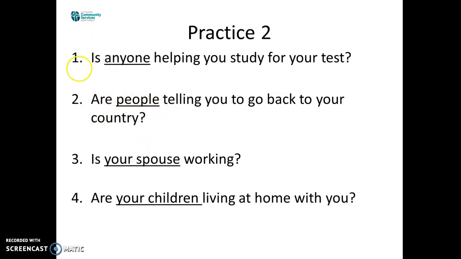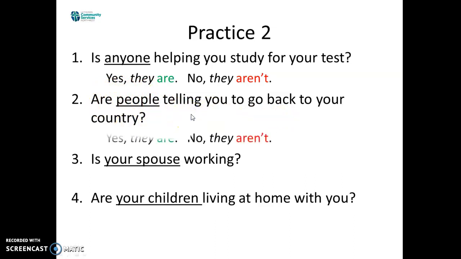Okay, so the answers to these questions will be a little bit different because you can see the subject that I underlined here, not you. So number 1, is anyone helping you study for the test? Yes, they are. No, they aren't. So anyone means they. Are people telling you to go back to your country? Again, people is a subject pronoun they. Yes, they are. No, they aren't.